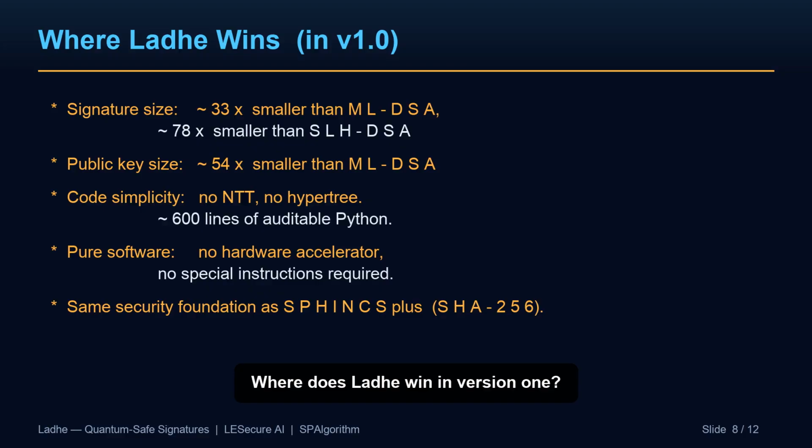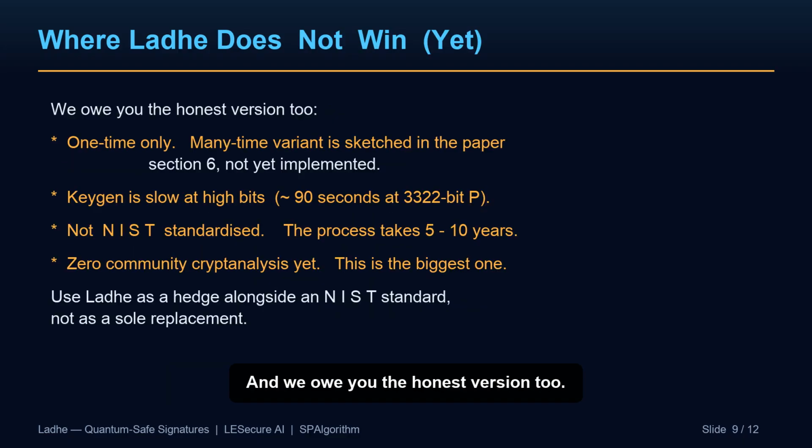Where does LAD win in version 1? Signature size, about 33 times smaller than ML-DSA, and 78 times smaller than SLH-DSA. Public key size, about 54 times smaller than ML-DSA. Code simplicity: no number theoretic transform, no hypertree, about 600 lines of auditable Python, pure software, no hardware accelerator required, and the same security foundation as SPHINCS+. And we owe you the honest version too.